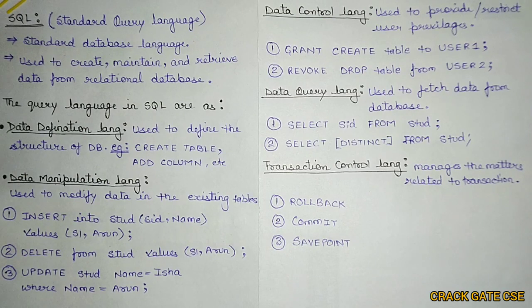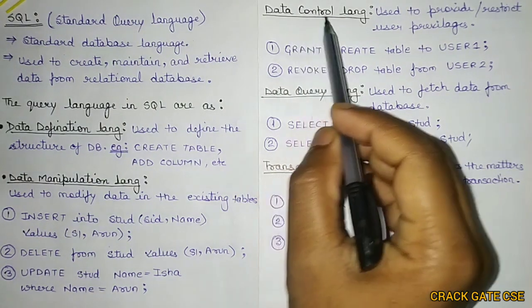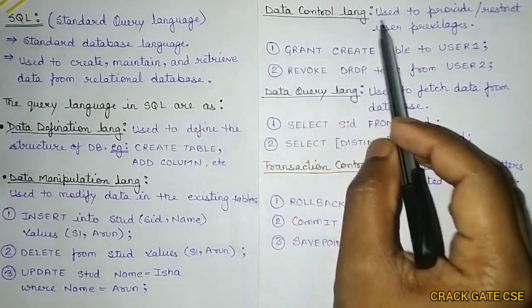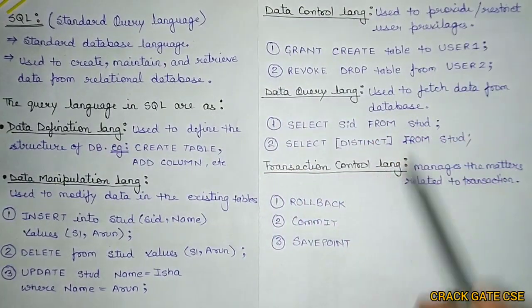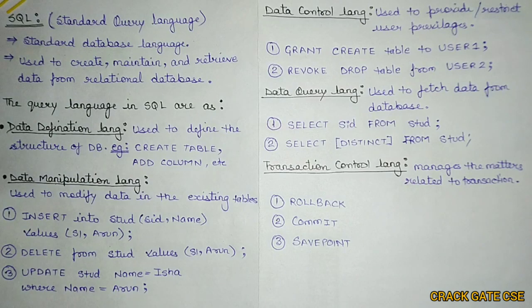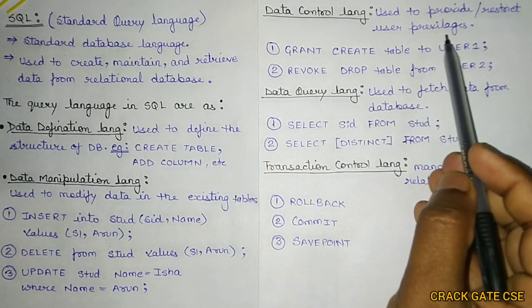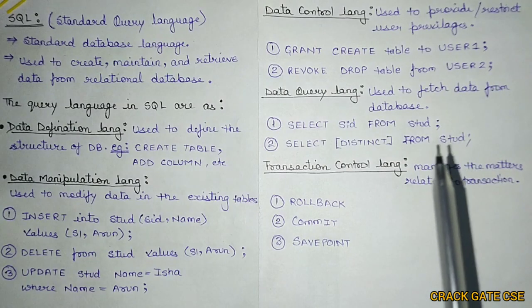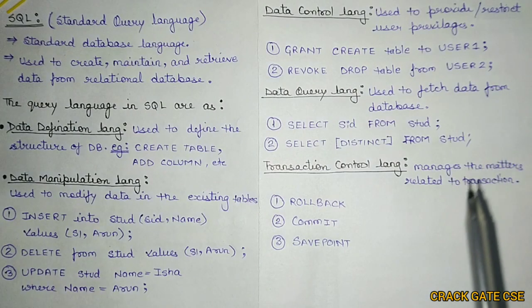So that's how this update works. Now the next thing is data control language. This data control language is used to provide or restrict user privilege. That means in offices, in any professional work, we mostly use privileges. So it is used to give authorization or privilege as per the rules.